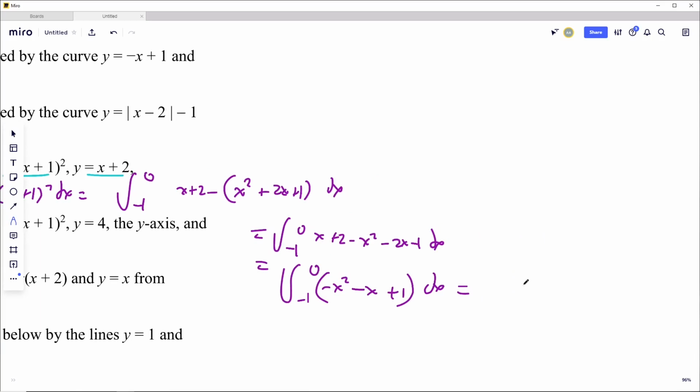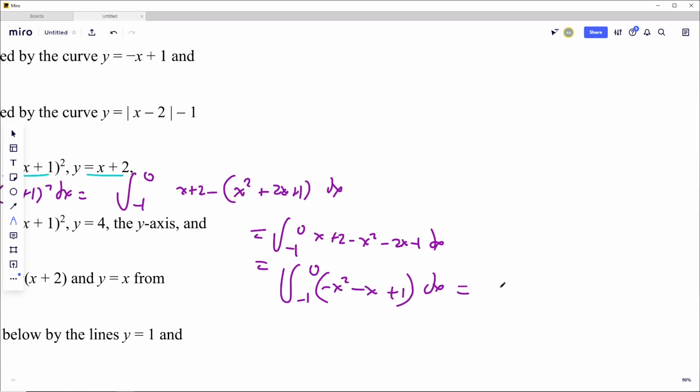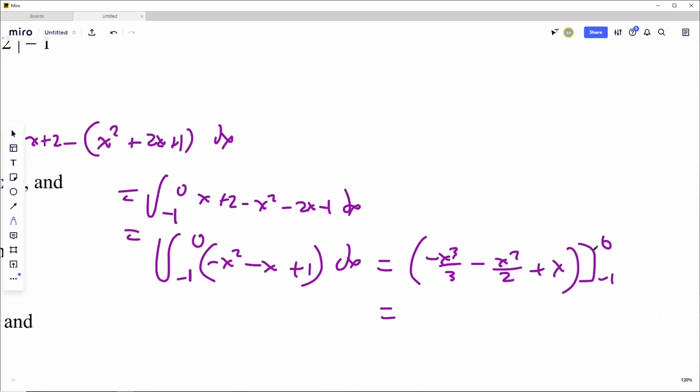Anyways, ignore if I made a slight mistake. You can always, guys, double check and stuff, but this is just for the concept. And so minus x to the power 3 over 3, minus x squared over 2, plus x. So guys, be confident in your way of solving. If I make a mistake, it's fine. It happens. So from zero, it's just going to cancel.